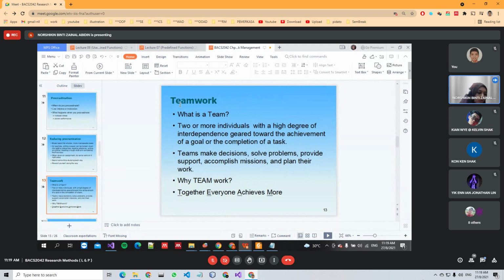An example here is your article. You do your article in a group, so you are very dependent on each other. The completion or achievement of your assignment depends on your other teammates. So it is very important to have teamwork. Not only here, but later when you go out to work, teamwork is very important.